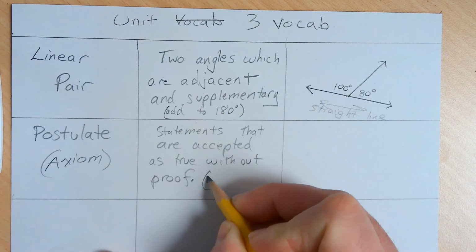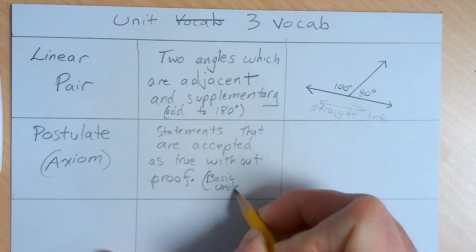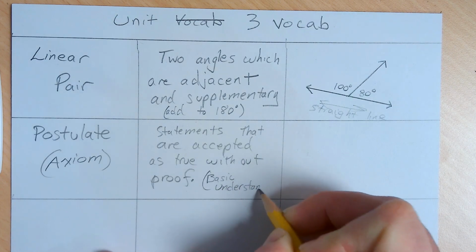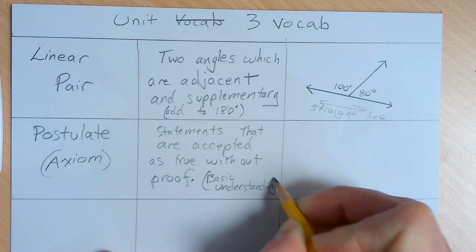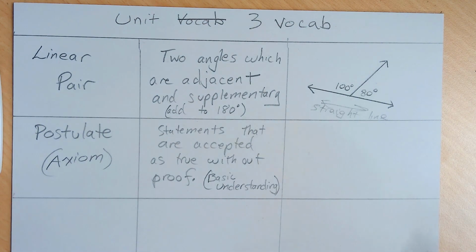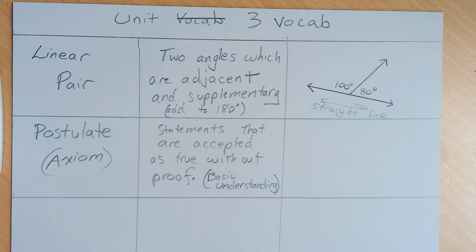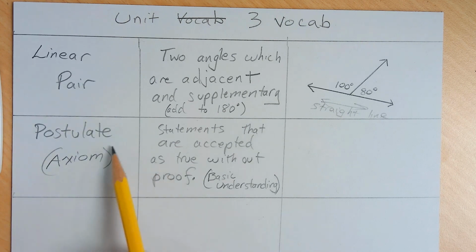So also sometimes we call them basic understandings. Things like vertical and horizontal lines are perpendicular. I can't prove to you they're perpendicular. That's just what they are. Either you accept it or not. Or straight lines are straight. Or lines exist. These are postulates or axioms.